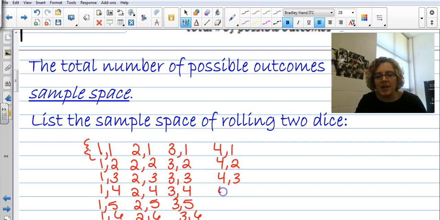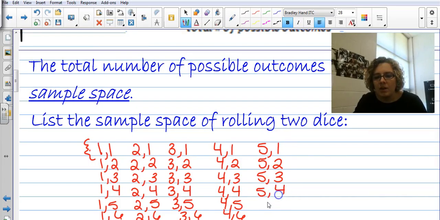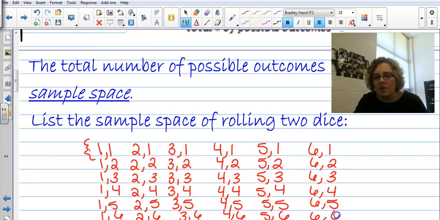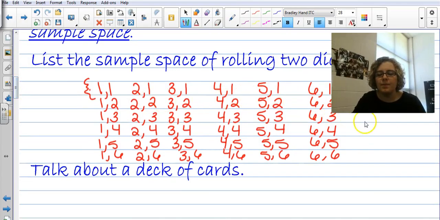This is the sample space of rolling two dice. And I will ask you to do this on a quiz, so make sure you know what I'm talking about. And lastly, if you were to count those up, you would see that there are 36 possible outcomes. And then another curly bracket.